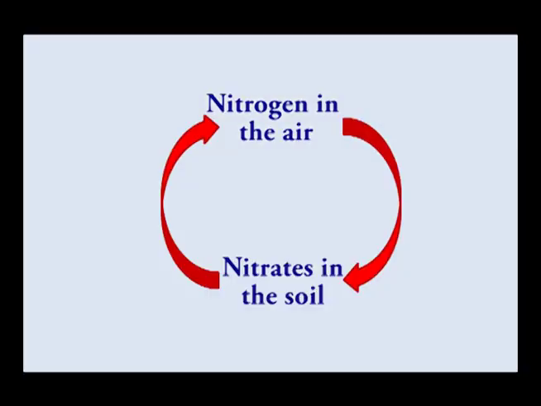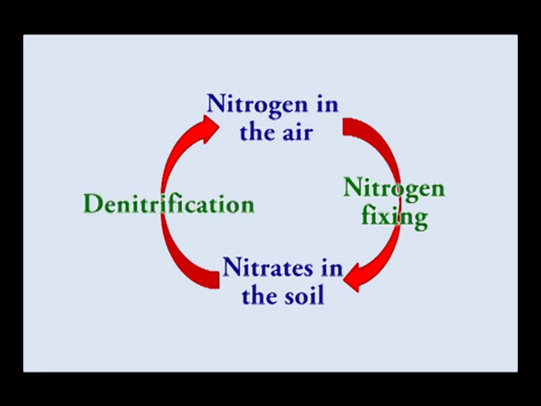So let's review those key processes. Nitrogen gas in the atmosphere can get turned into nitrates in the soil, and this is known as nitrogen fixing. Nitrates in the soil can get turned back into nitrogen gas in the atmosphere, and that's known as denitrification. And all this is made possible by tiny microorganisms. Without them, we'd run out of usable nitrogen.